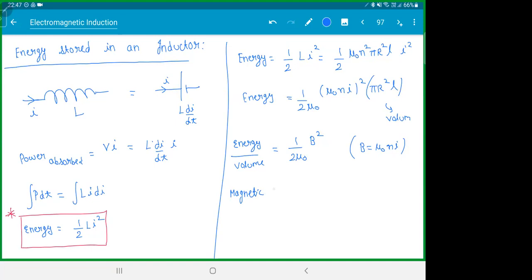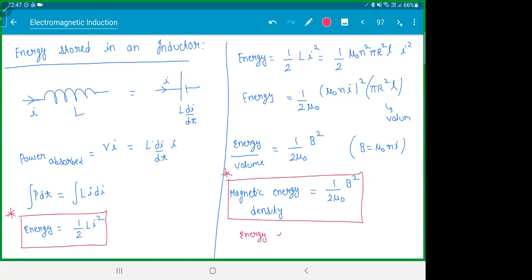That means magnetic field is nothing but another form of energy. Remember this thing, all field lines are nothing but another form of energy. This is magnetic field energy, magnetic energy density. That is energy per unit volume. So if you remember the formula, it is half epsilon, here it is 1 by 2 mu naught, then it is E square, this is B square. So energy is stored in the form of magnetic field lines.